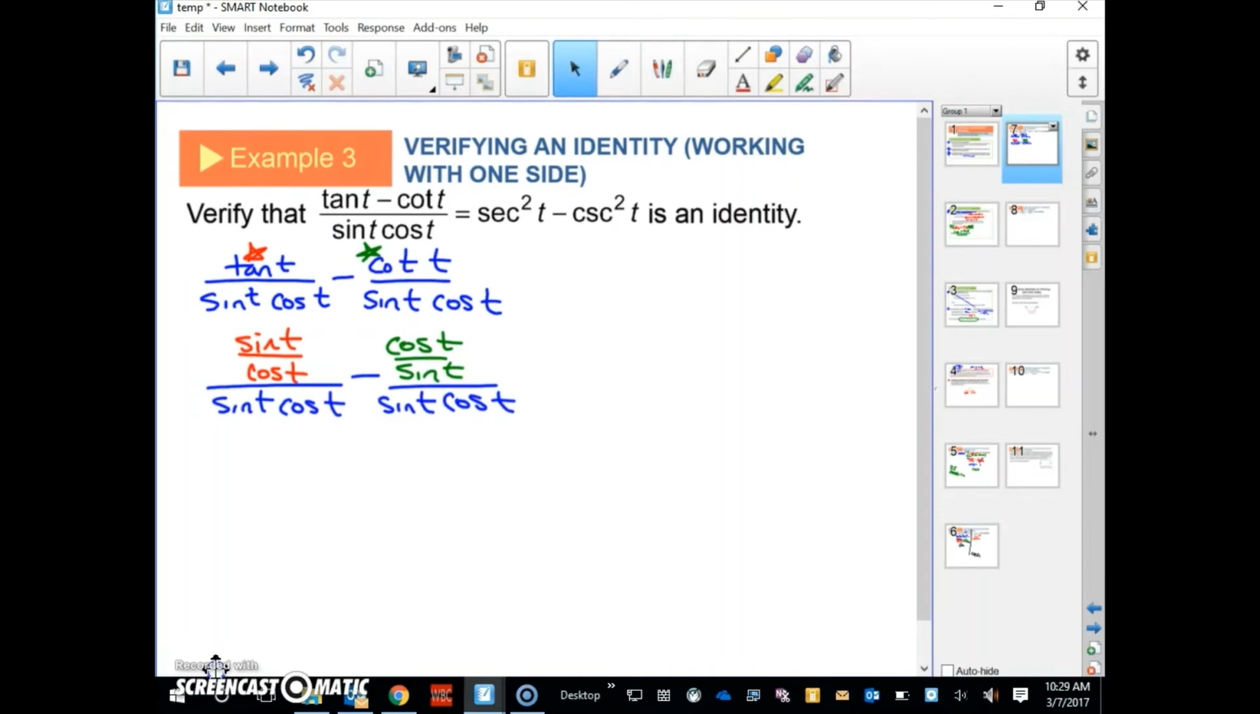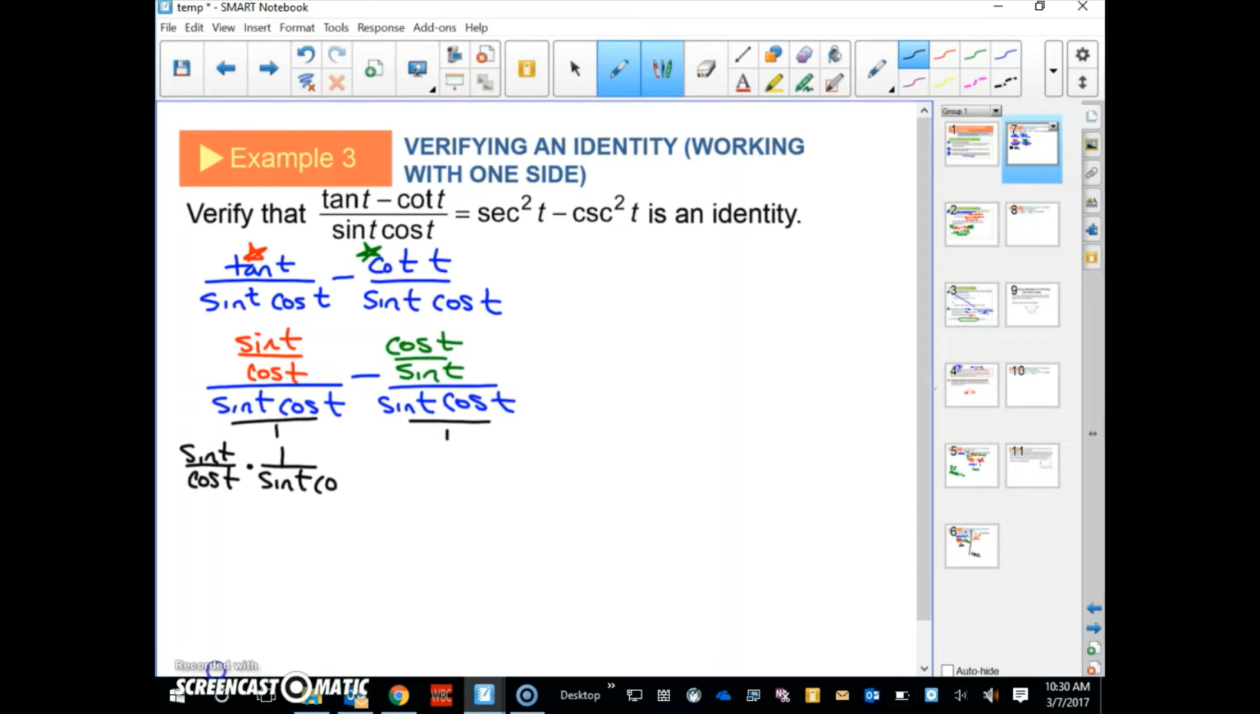I've got this super complicated looking fraction. Okay? Two super complicated looking fractions. But notice you're dividing fractions. And something that we always do when we're dividing fractions, what we should always be able to do is multiply by the reciprocals. Okay? If you notice you're dividing fractions, maybe it would be a good idea to just multiply by the reciprocal. So that's sine t over cosine t times 1 over sine t cosine t. Okay? If you look at that, do you see something that's going to cancel out there?